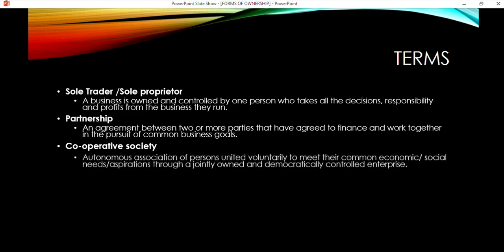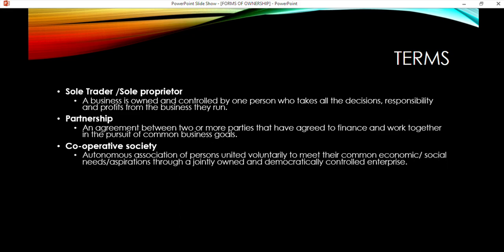Cooperative society, that's an autonomous association of persons united voluntarily to meet a common economic or social need or aspiration through a jointly owned and democratically controlled enterprise. That's a mouthful and you can just study it like that, the cooperative society.